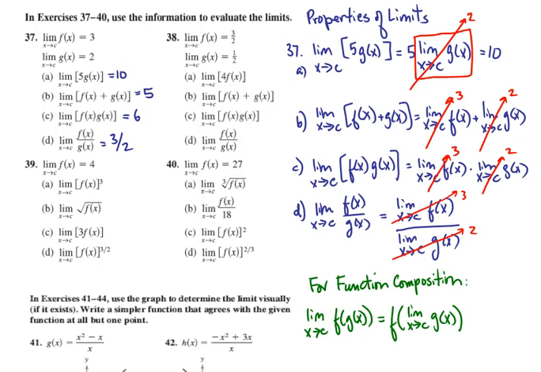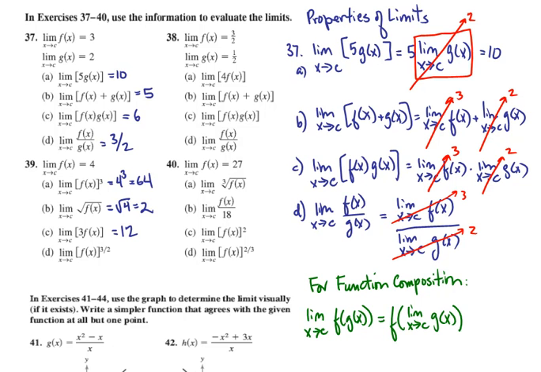So for the first one, 39a, we have the limit as x approaches c of f of x to the third power. So all we're going to do is find the limit as x approaches c of the inside function f of x, that's 4. We plug that 4 into the outside function, which just says raise it to the third power, and that gives us 64. Second, b, the limit as x approaches c of the square root of f of x. We take the limit as x approaches c of f of x, which is 4. Then we simply take the square root of that, it's 2. C, the limit as x approaches c of 3 times f of x, well, this is the constant multiple rule. So that's just 3 times the limit as x approaches c of f of x, which we know is 4. So that's 3 times 4, or 12.